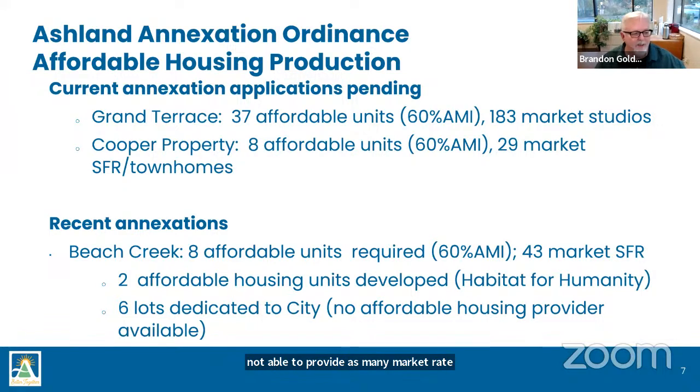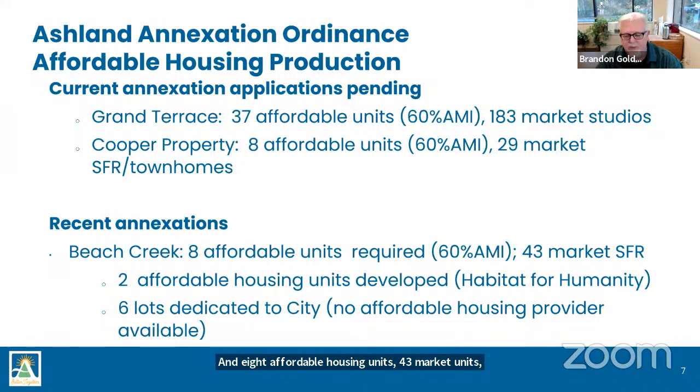But in cases where Habitat might be targeting 80%, in our area they are targeting 70% AMI. That is a case where they have an application that's approved at 80% or below. We had a recent annexation of 43 units and 8 affordable housing units, 43 market units, 51 total.